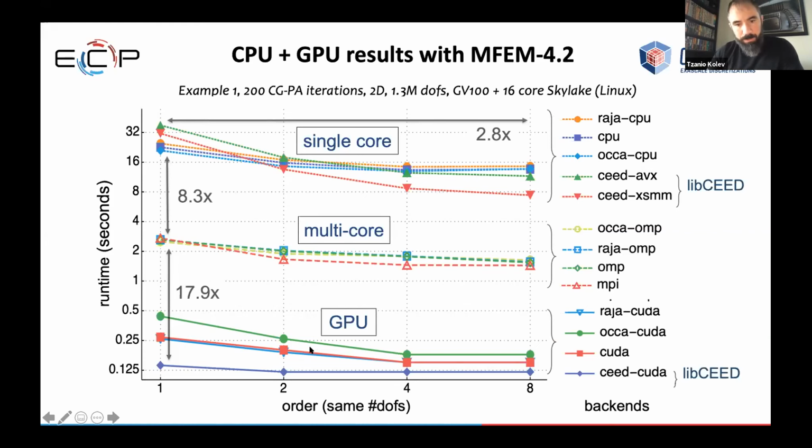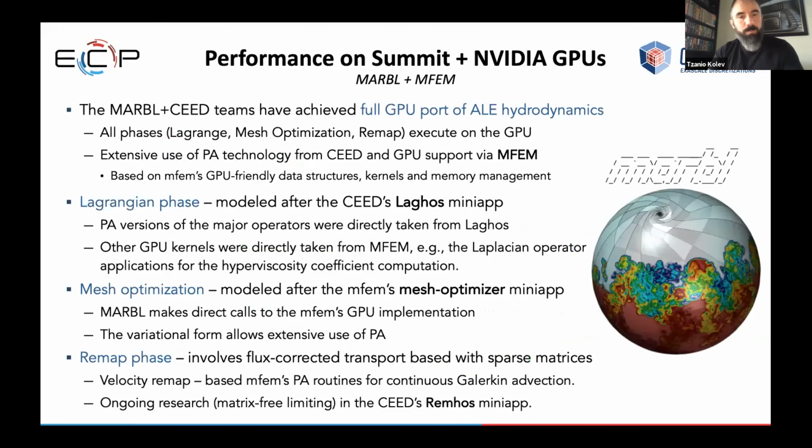But the real winners are the GPUs. This has a GV100 NVIDIA GPU. And as you can see, using these GPU backends gives you another order of magnitude improvement. And again, the best performing one here is the one from Seed. Going from first to 8th order for this problem, with the same number of degrees of freedom, gives you about a factor of 3. All right, we've applied this to many applications in the ECP.